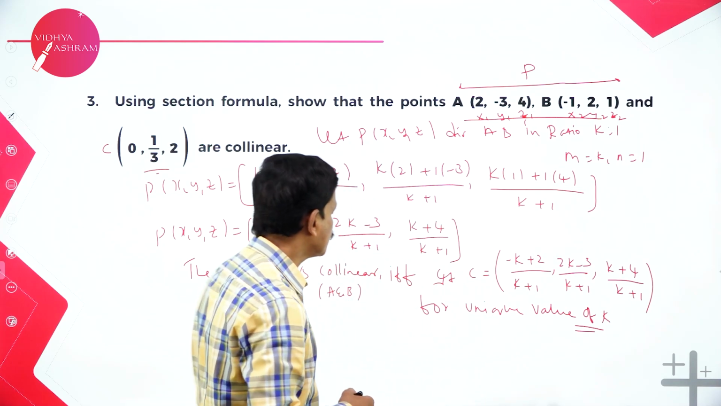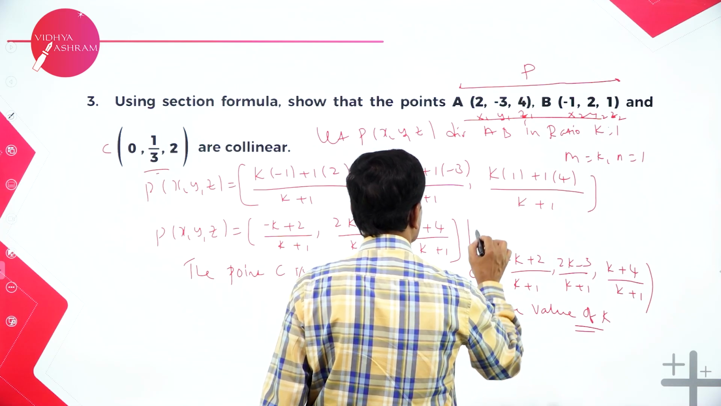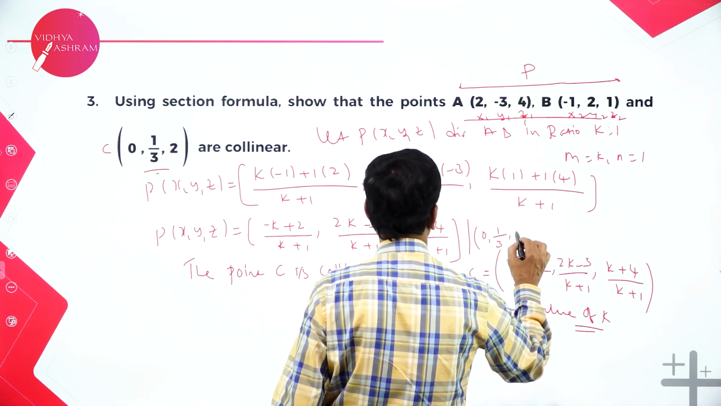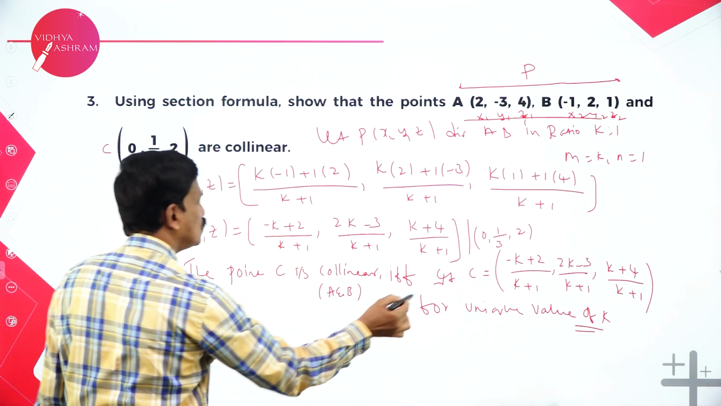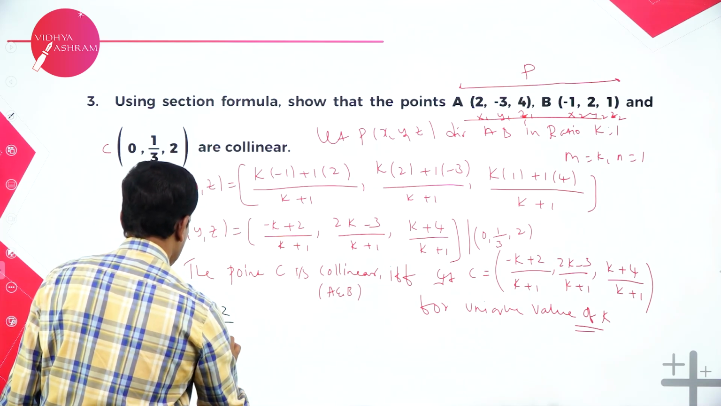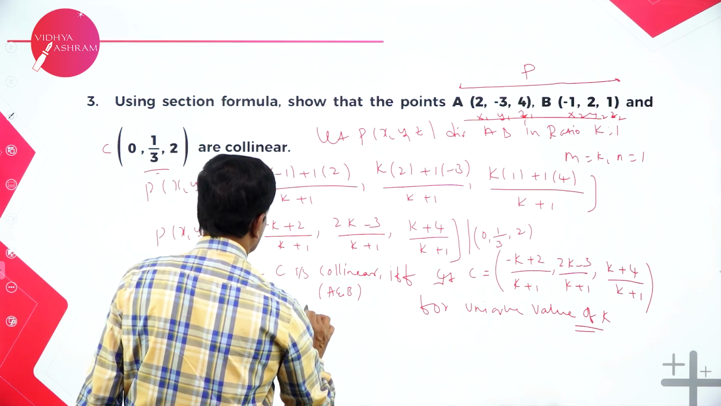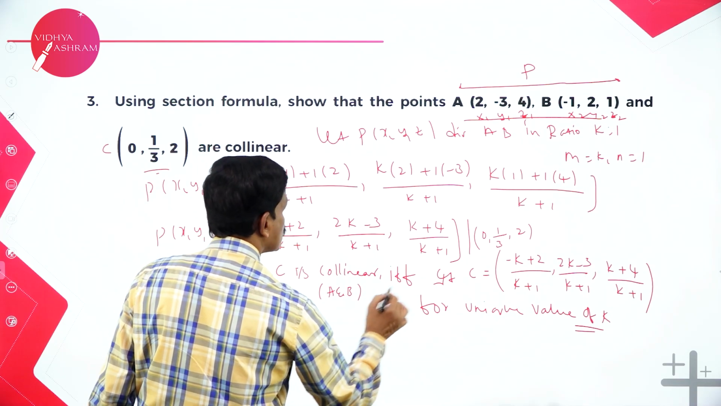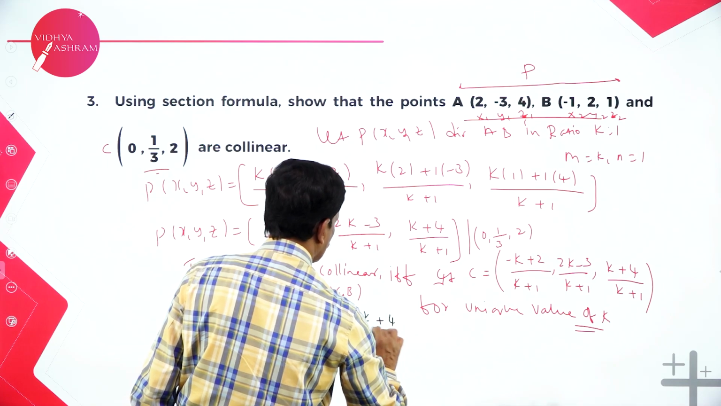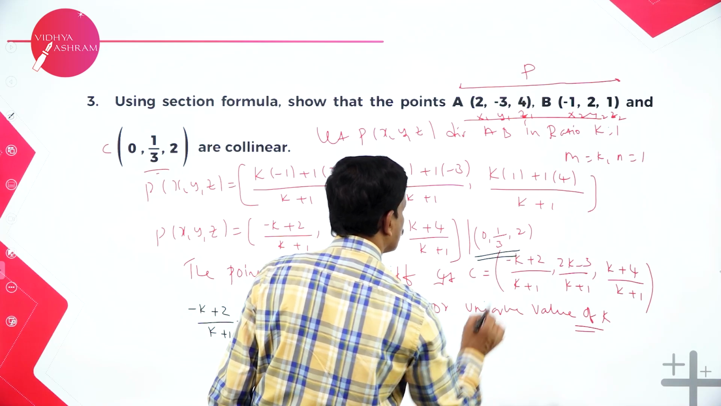Right. Now equate it. What are the coordinates of C? That is C is equal to 0, comma, 1 by 3, comma, 2. Equate it. So first, minus k plus 2 divided by k plus 1 is equal to 0. Then second, 2k minus 3 divided by k plus 1 is equal to 1 by 3. Then third, k plus 4 divided by k plus 1 is equal to 2. Just equate to this.